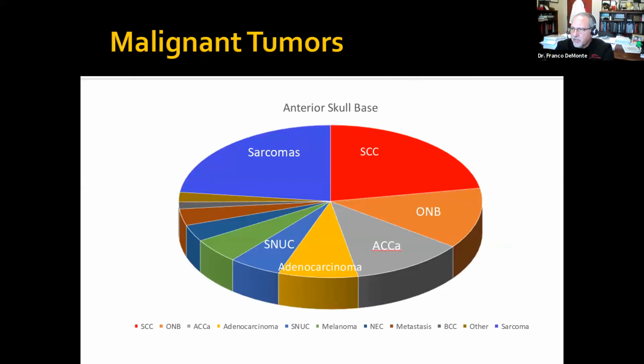In adults in the anterior skull base, the majority of tumors we see, as I mentioned, are of sinonasal origin, and the big players there are squamous cell carcinoma, olfactory neuroblastoma, adenoid cystic carcinoma, adenocarcinoma, and sinonasal undifferentiated sarcoma.